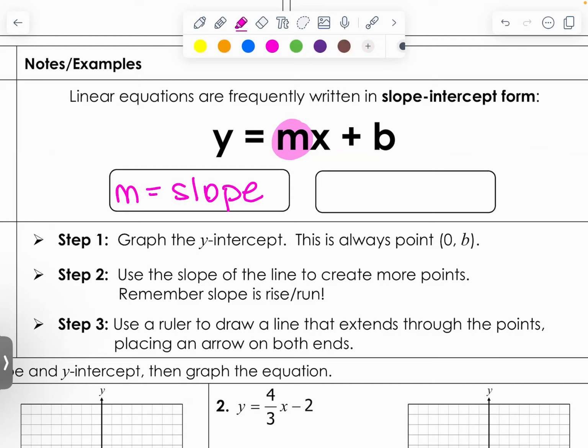If you were to guess, what do you think B stands for? Base. So this is called slope intercept form. B is our y-intercept. Y equals mx plus b. M is our slope. B is our y-intercept.